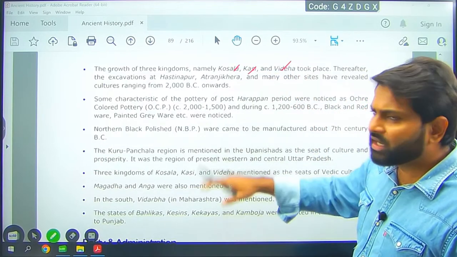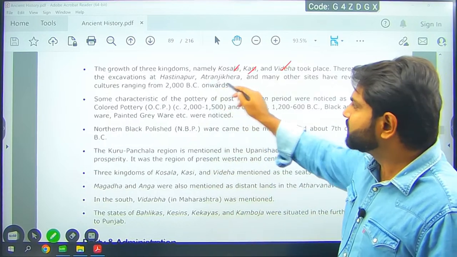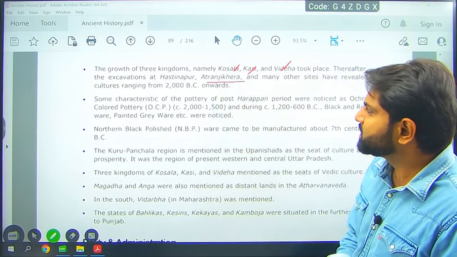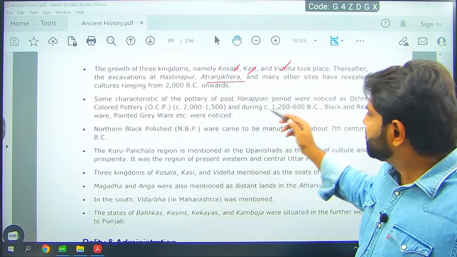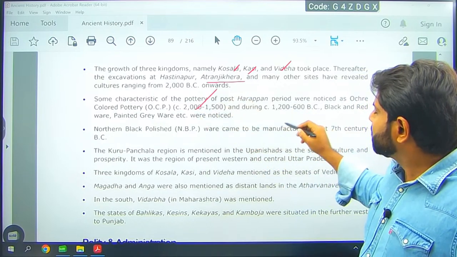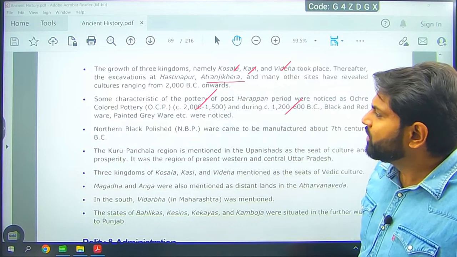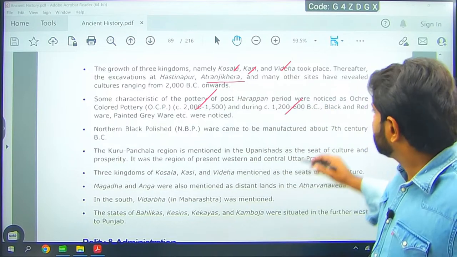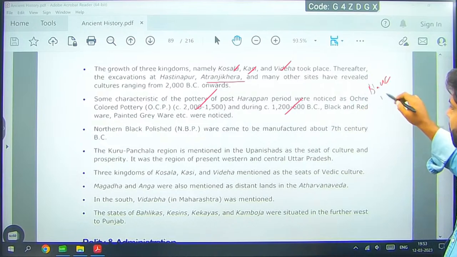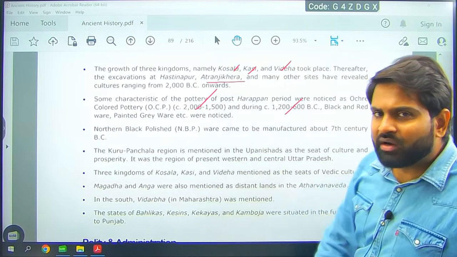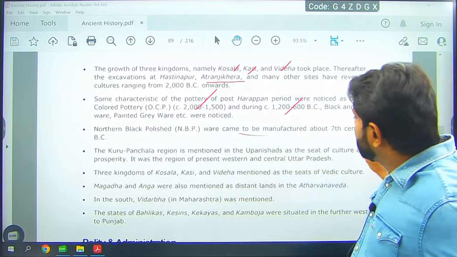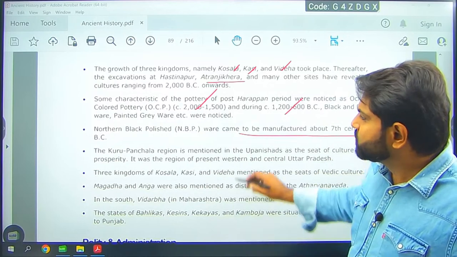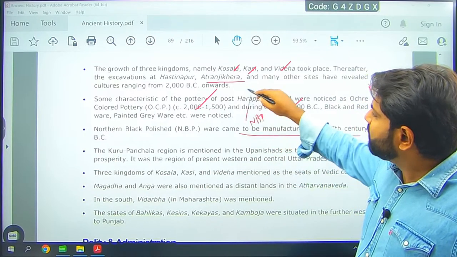Thereafter, excavations at Hastinapur, Atranjikhera, and many other sites have revealed cultures ranging from 2000 BC onwards. Some of the pottery characteristics, which we spoke about, OCP, and during 1200 to 600 BC, black and red ware, painted grey ware, etc., were noticed. I'll be explaining the evolution of pottery also in the upcoming class. NBP, Northern Black Polished Ware, came into manufacture from the 7th century BC. So NBP is another one. These are all things we discussed before.